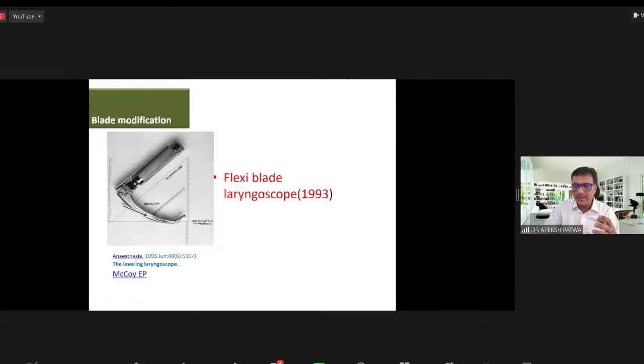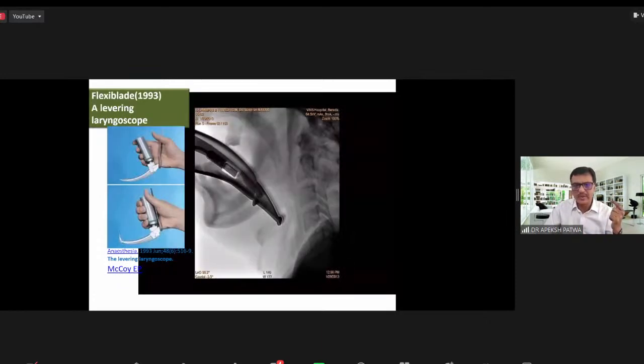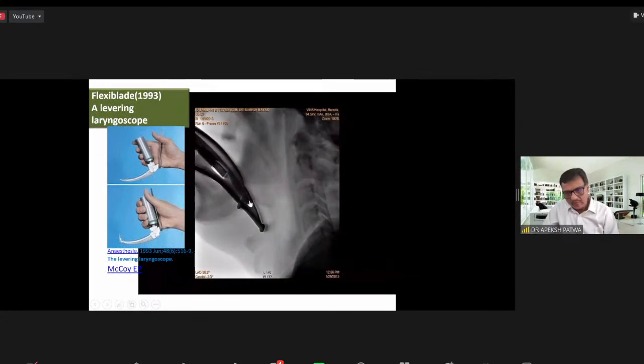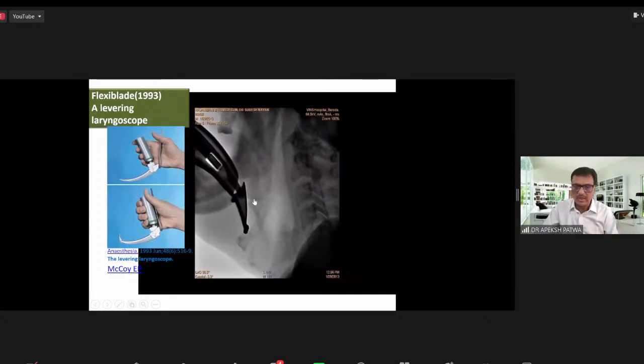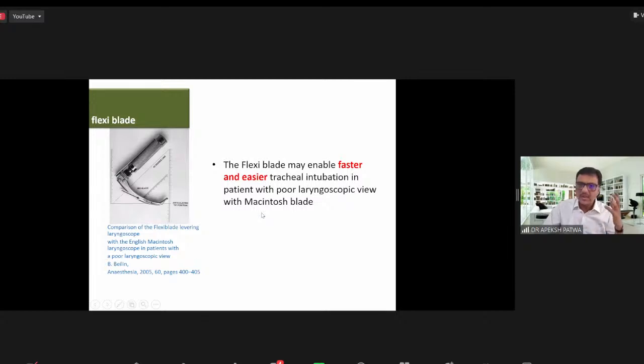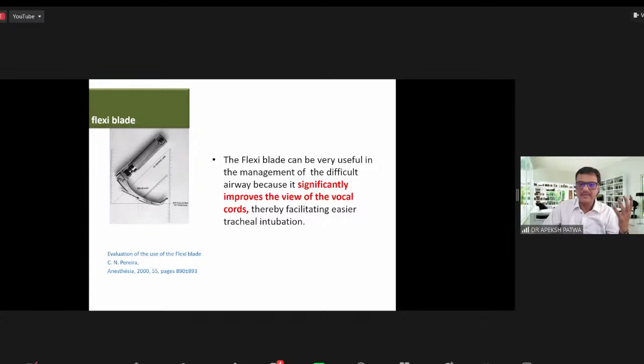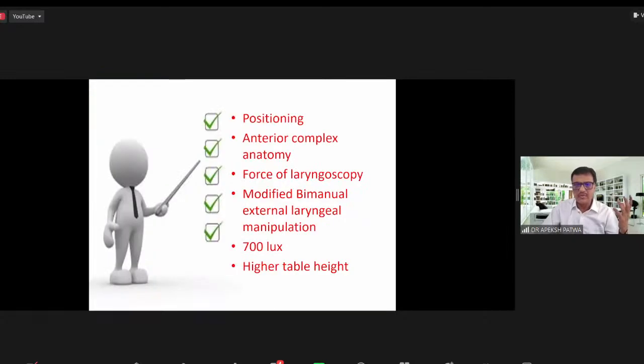The McCoy blade improves the laryngeal view with less force of laryngoscopy. Look at this. From here onward, we are just bending the tip of the McCoy blade, which makes the forward movement of the epiglottis and opens the larynx with lesser force compared to other blades. So it makes the intubation faster, laryngoscopy faster and easier, and it significantly improves the laryngeal view. So in short, laryngoscopy is a summation of proper positioning, favorable anterior complex anatomy, and appropriate force of laryngoscopy. If required, we need to give a bimanual laryngeal manipulation. Your light source should be enough to provide 700 lux, and your table height should be optimal as discussed.